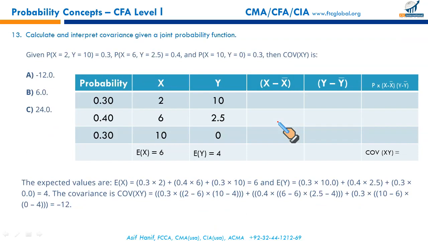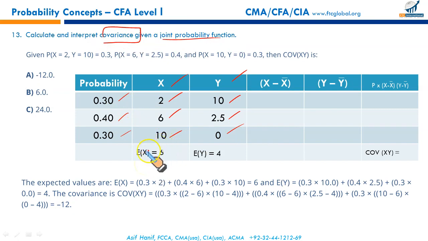Calculate and interpret covariance given a joint probability function. We have been given two stocks, X and Y. These are their returns, 2, 6 and 10, 10, 2.5 and 0, and this is their probability. So these are the returns with the probabilities given.